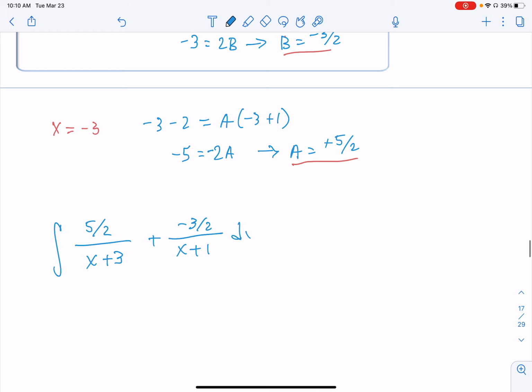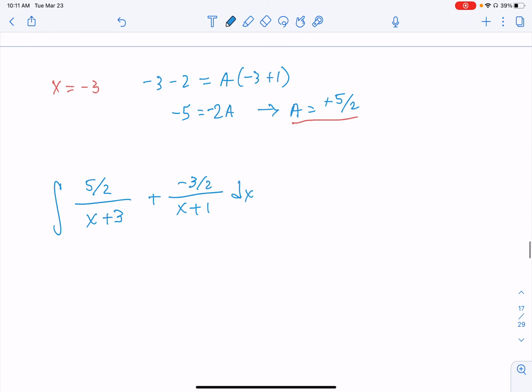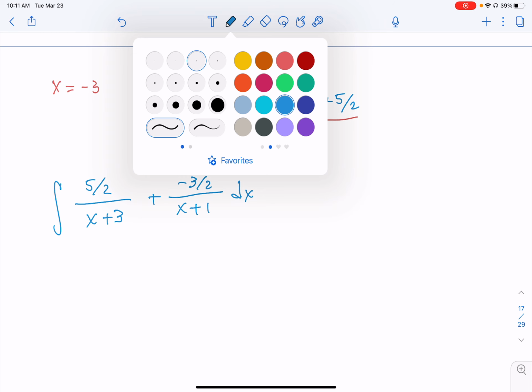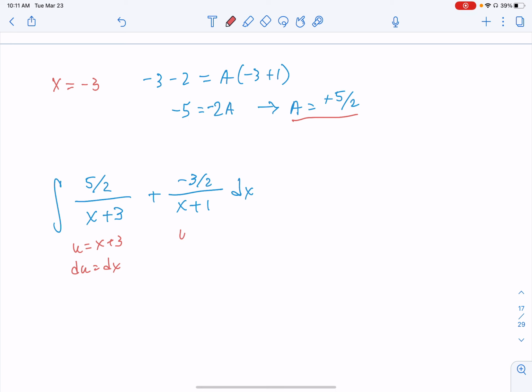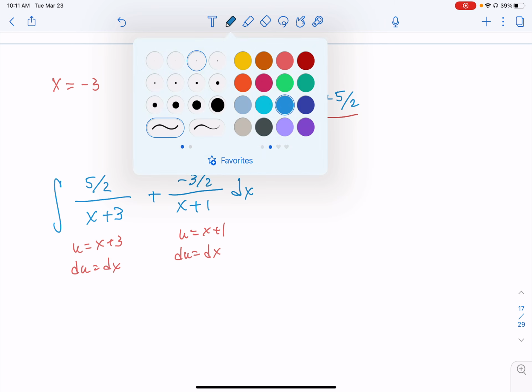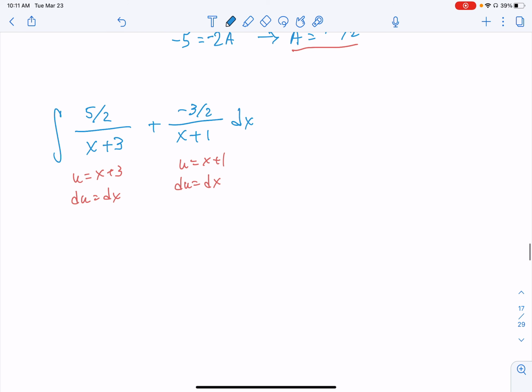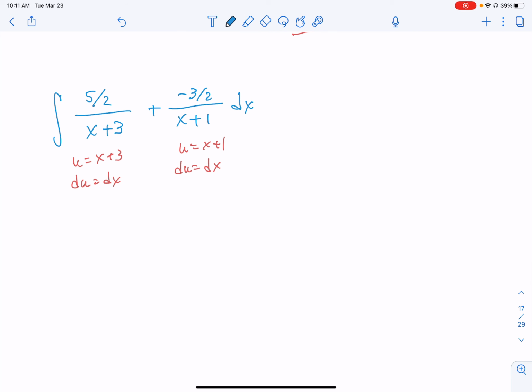Yes, dx. Each one of these becomes a u substitution. It's a very simple u substitution, one that we really won't have to fix. U is equal to x plus 3, du is equal to dx, so there's nothing to fix there. Likewise, on the second one, u is equal to x plus 1. Its derivative is just dx. So both of these are just straightforward applications of the logarithmic antiderivative.